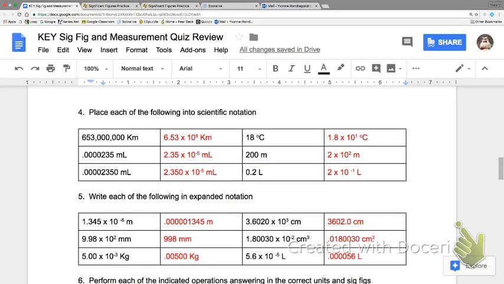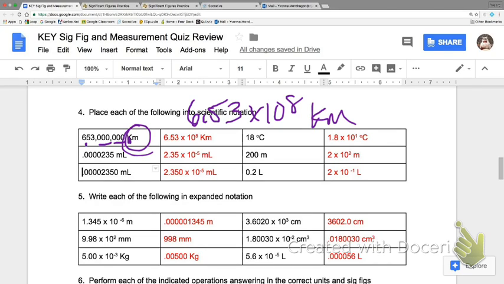So going back and looking at this value, we're going to drag the decimal point between the 6 and the 5. That way we've got a value that's less than 10 but 1 or greater, and then we count how many times we actually move that decimal point. So we moved it 8 times. This is a value that's greater than 1, so it's going to be a positive 8. So we rewrite it as 6.53 times 10 to the 8th. And don't forget the units, that's in kilometers.